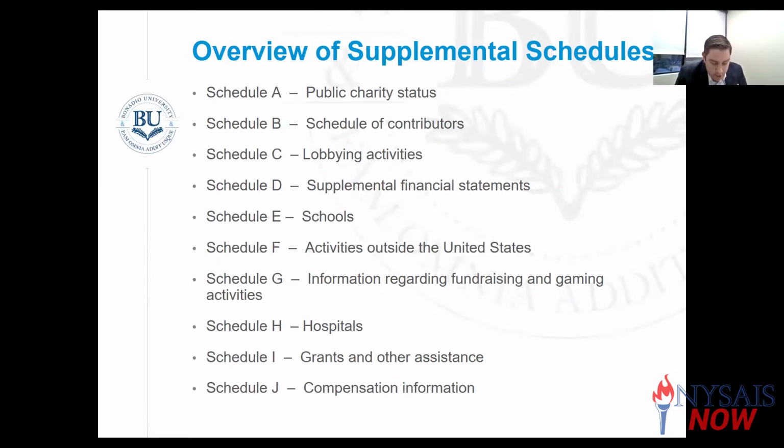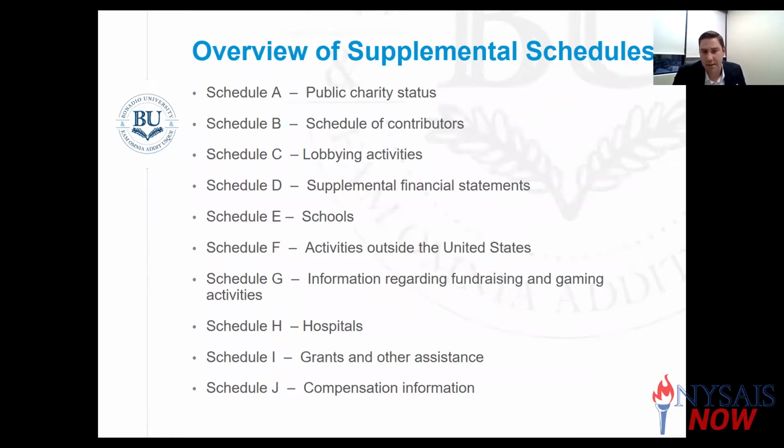Schedule I talks about grants and other assistance. And this is where your financial aid comes into play. The IRS wants to know how many students you're giving financial aid to. And this is pretty simple. It's just the dollar amount and the number of students that are receiving it.